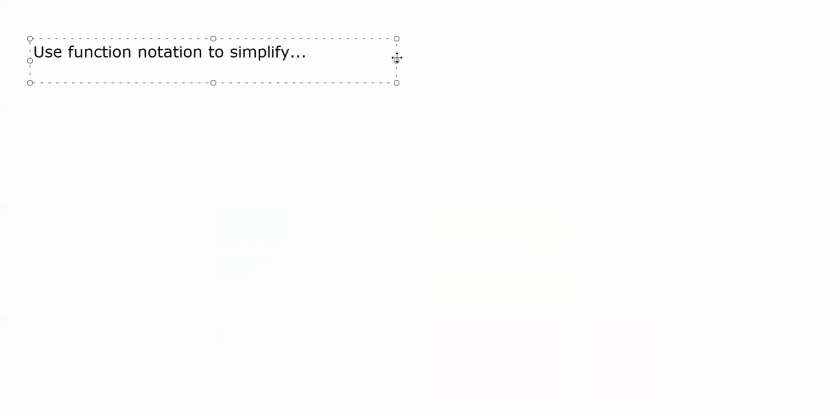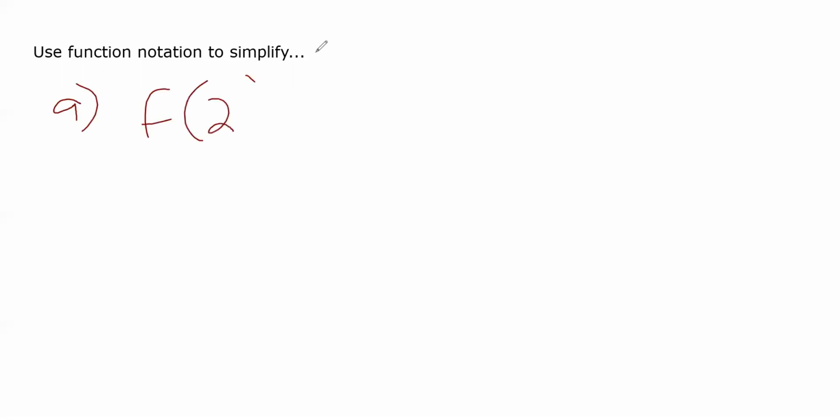So let's use function notation to simplify these following things. Let's find f of 2 for f of x equals 3x minus 5.